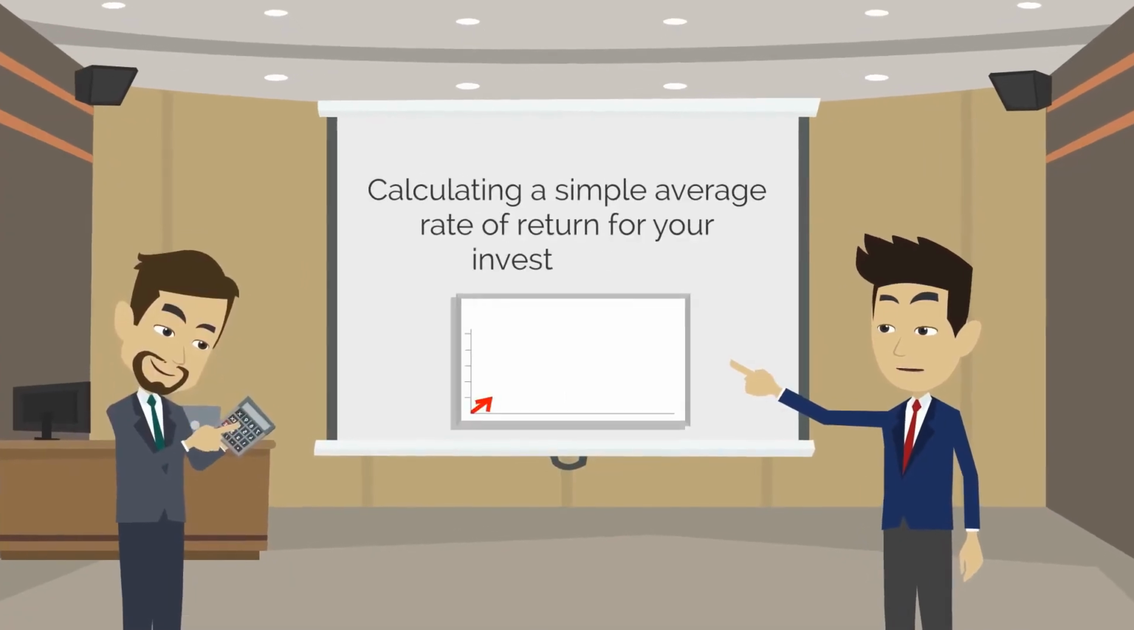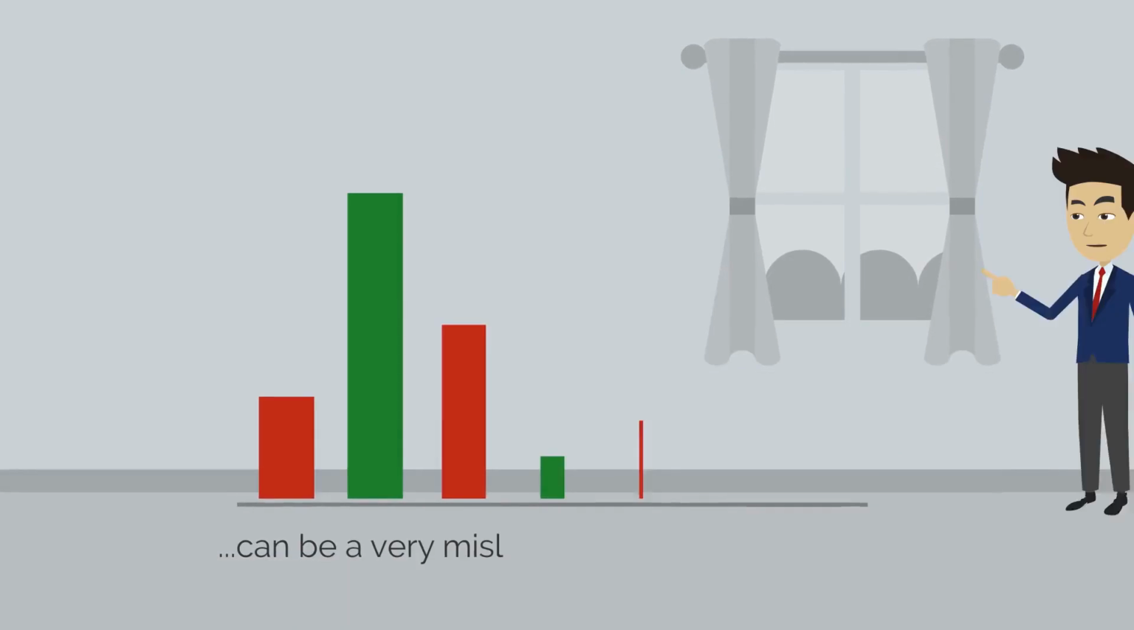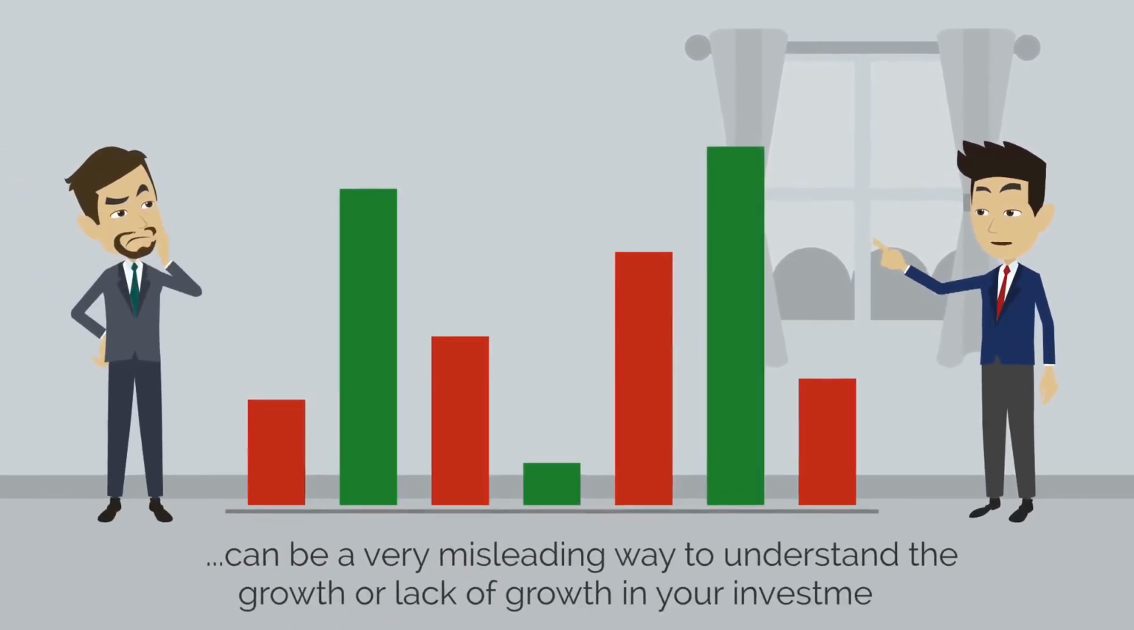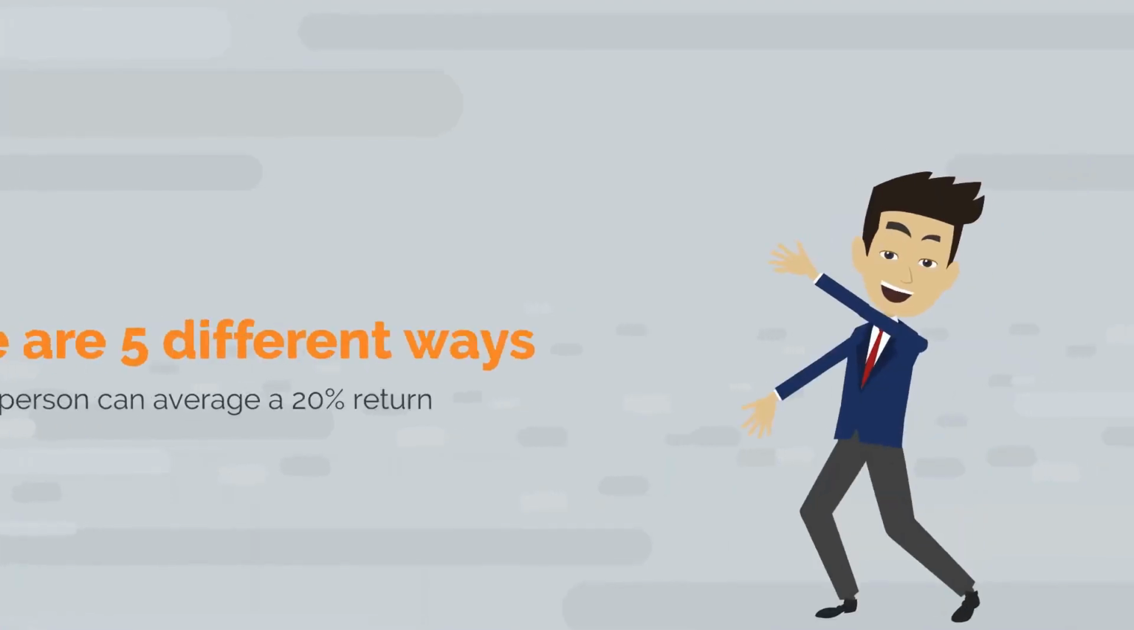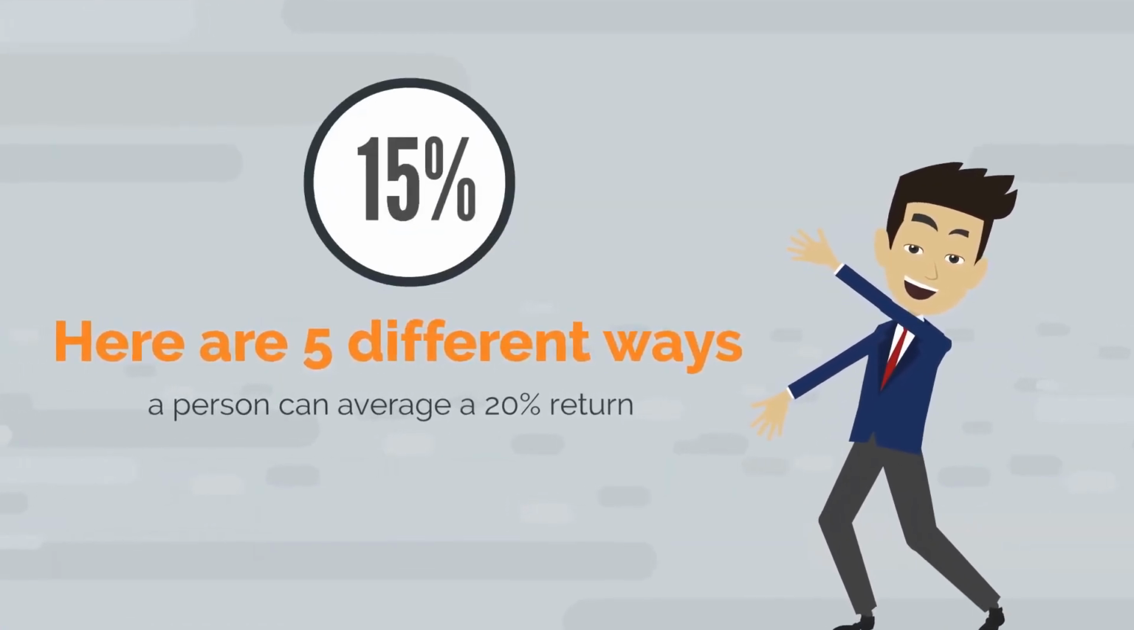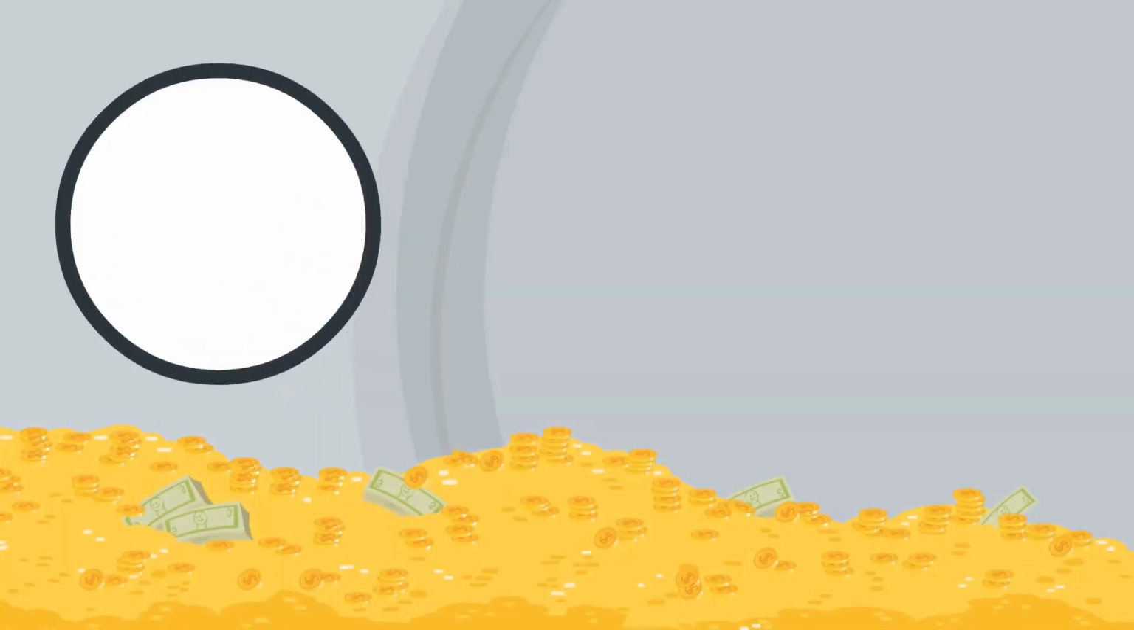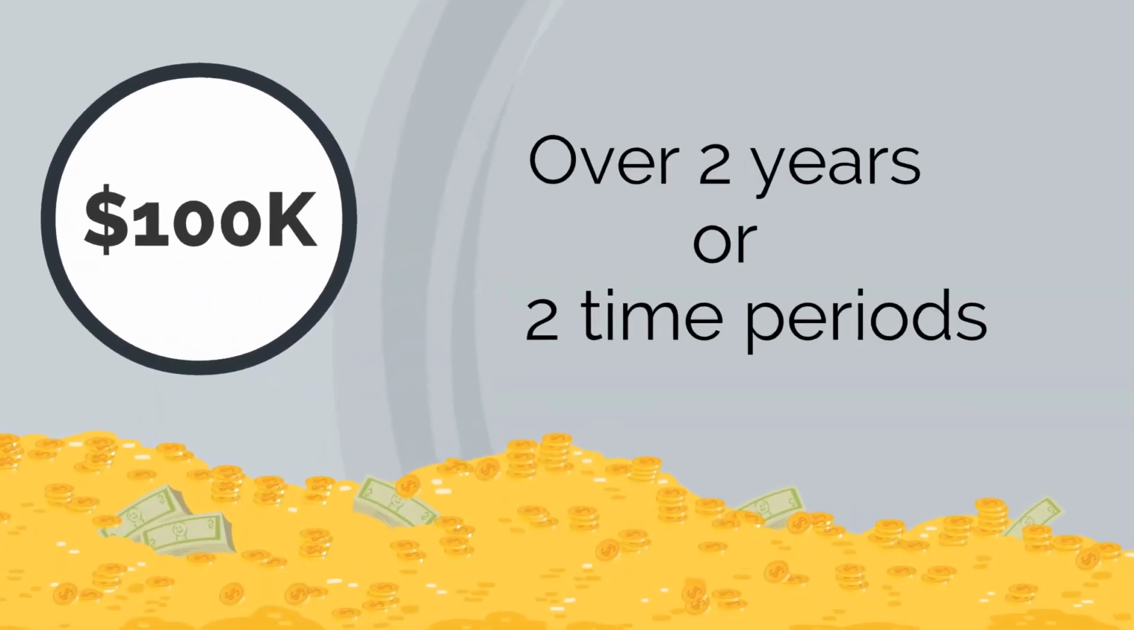Calculating a simple average rate of return for your investments can be a very misleading way to understand the growth or lack of growth in your investments. Let's take a look at a fun example. Here are 5 different ways that a person can average a 20% return on an investment of $100K over 2 years, or 2 time periods.